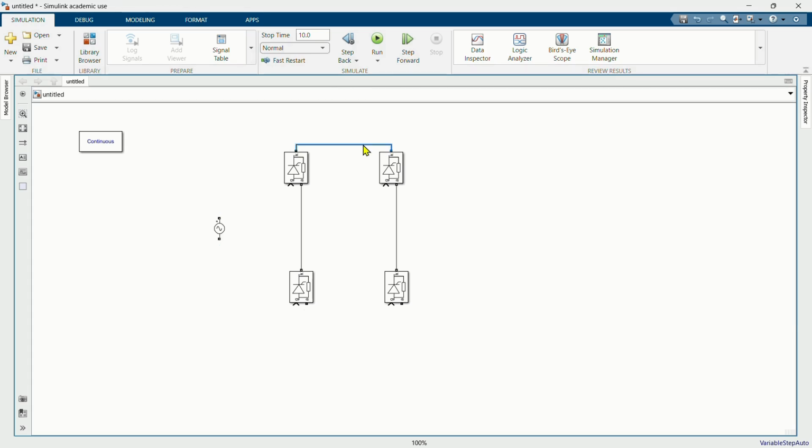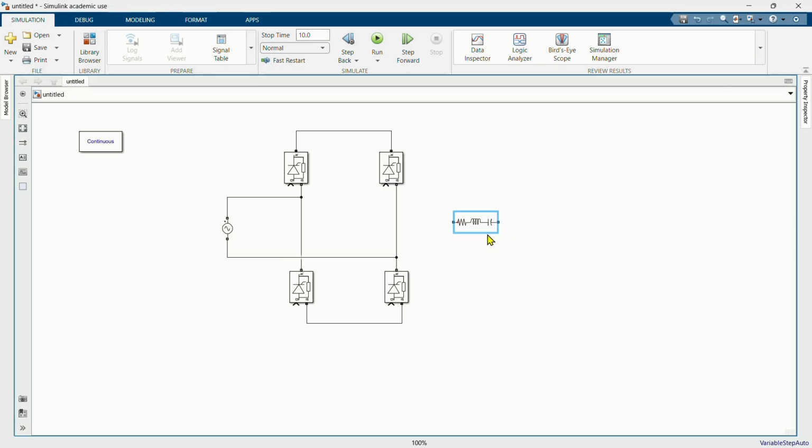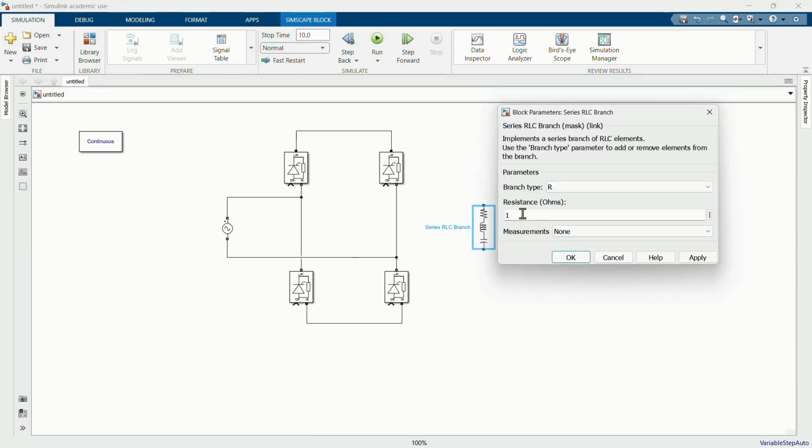Connect the thyristors in a bridge configuration, ensuring that each pair of thyristors is connected to the AC supply terminals. Next, connect a resistive load across the output terminals of the rectifier circuit.